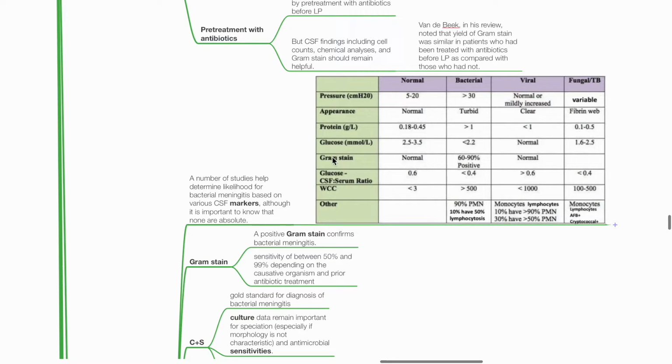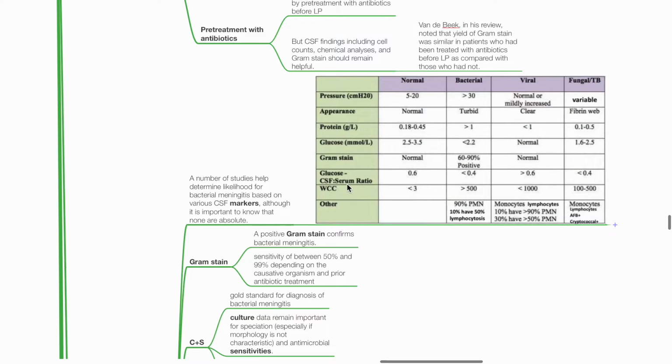Normal glucose in millimoles per liter is 2.5 to 3.5. Bacterial infection, less than 2.2. Viral infection, normal. Fungal or TB infection, 1.6 to 2.5. Gram stain is 60 to 90% positive in bacterial infection, but may be negative in viral infection. Acid-fast bacilli or cryptococcal stain may be positive in TB or fungal infection.